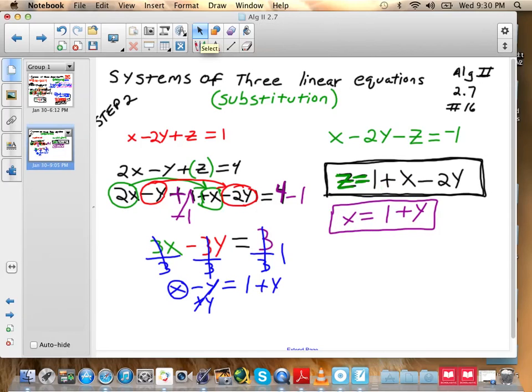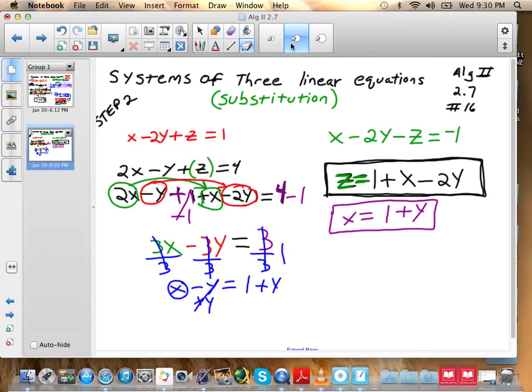Okay, so now I have the variable z equals something. I have the variable x equals something. And now what I need to do is get y. I need to find what y is equal to. And then once I find out what all of these are equal to, then I'll be able to start finishing out the problem. So take a look at that for a minute.